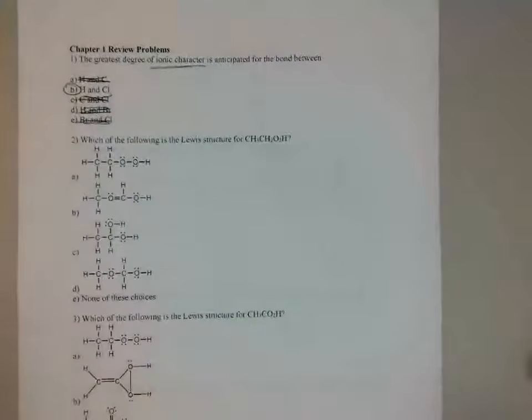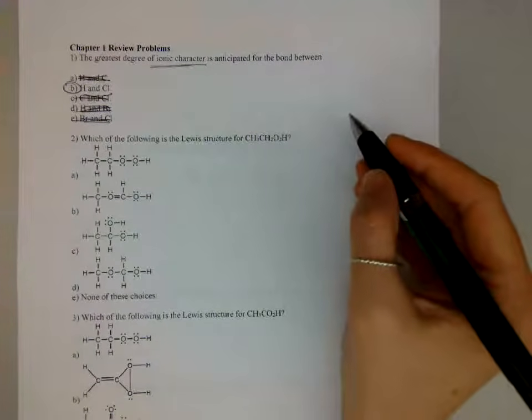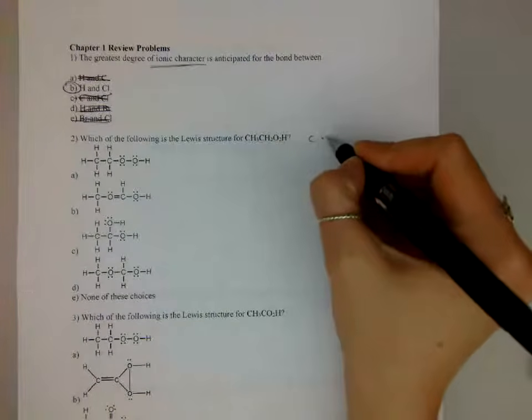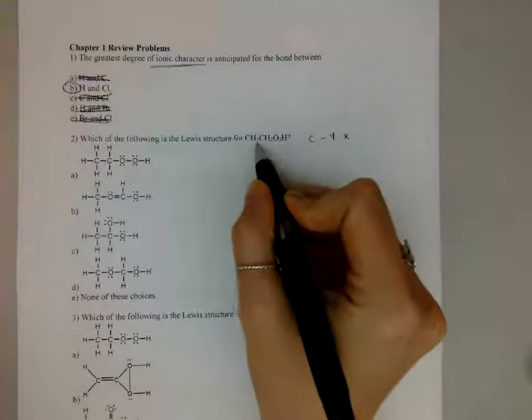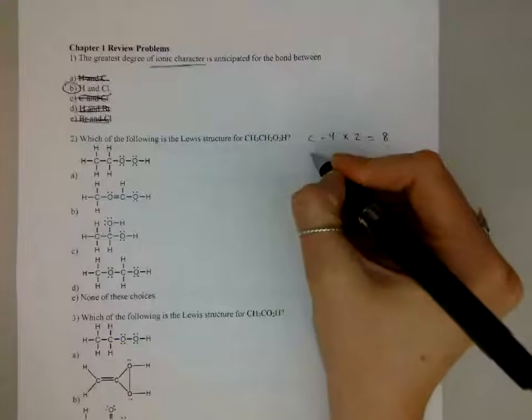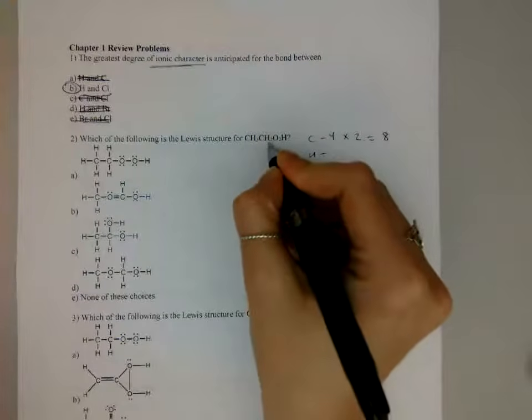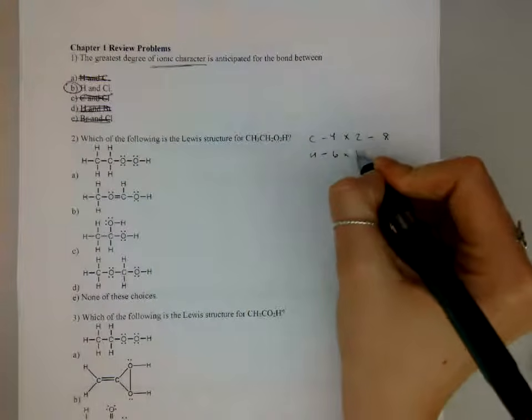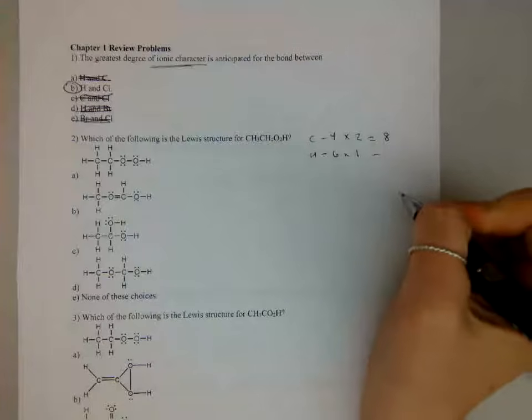So what would the Lewis structure be for CH3CH2O2H? Anytime I'm doing a Lewis structure, I start by looking at the valence electrons. So for carbon, there's 4, and we have 2 carbons, so that's 8. For hydrogen, we have 3, 4, 5, 6 hydrogens. They each have 1 valence electron.